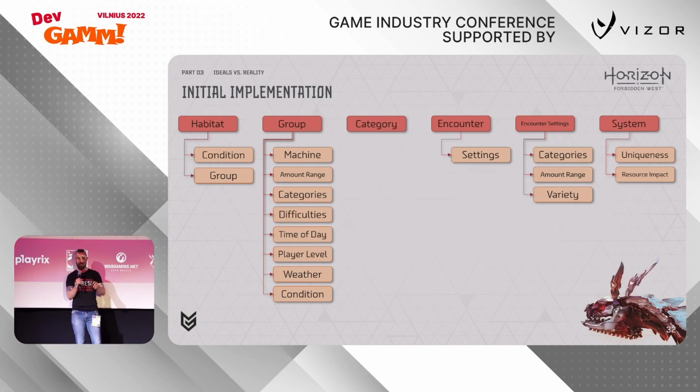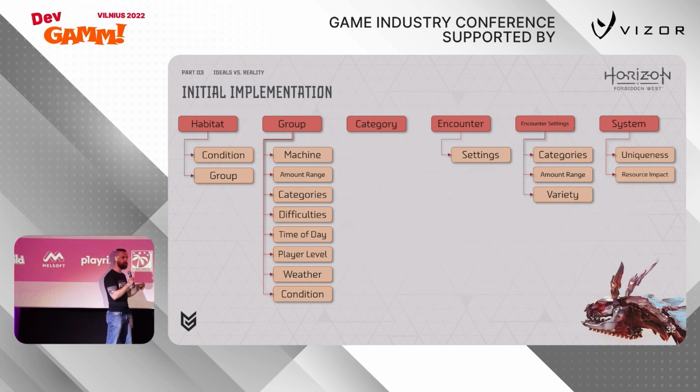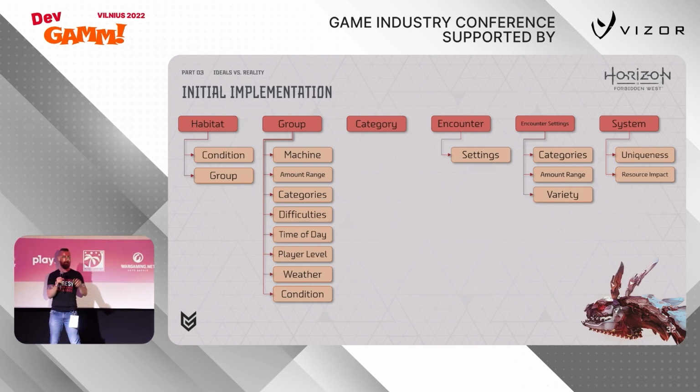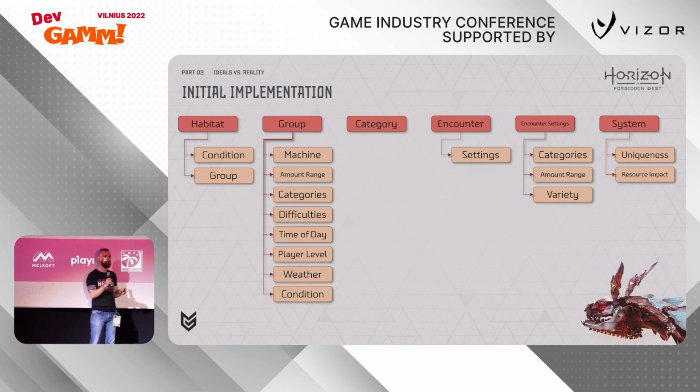Let's take a look at what the system looked like at its first fully functional iteration. First of all, the relevant elements of the system. So first of all, habitat. That's the 2D map painted in the world. Then you have a group, which defines a machine type with all the conditions required for it to spawn. Then you have a category, and this is how we would reference what to spawn. So the designer would specify only heavy machines or scavenging machines instead of specifying which ones exactly.